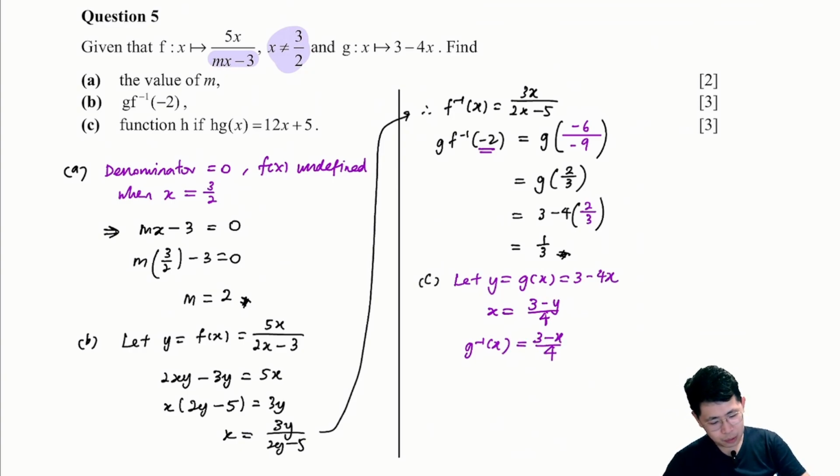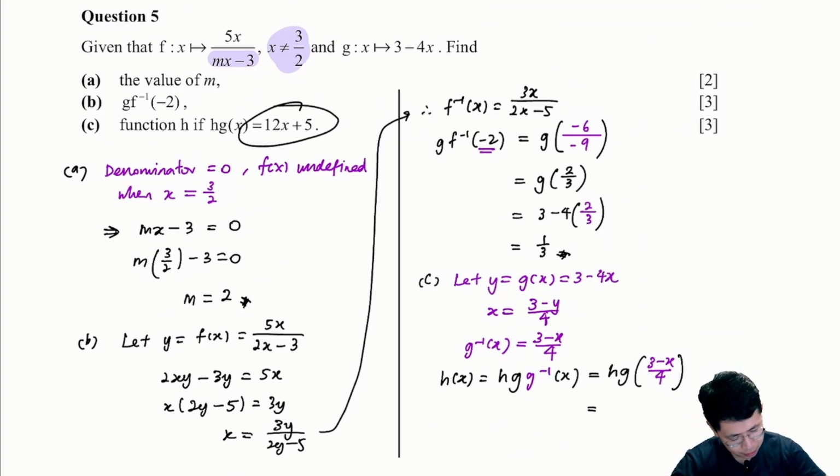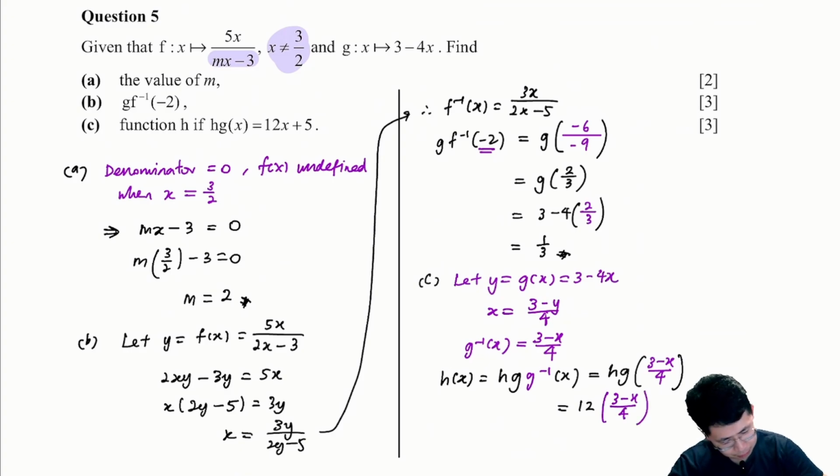Okay, so having this expression in mind, my hx is going to be equal to hg of g inverse of x. Okay, so with this over here, this would be hg of this whole fraction. Okay, and I'm going to sub this into hg, which is 12x plus 5 over here. So this one over here would be equal to 12x, okay, plus 5.